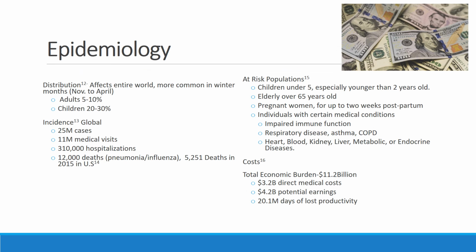Okay, so a little bit about the epidemiology of influenza. Seasonal influenza affects the entire world. In the US, it is more prevalent in winter months. This is about November to April when it's most rampant. The flu can affect anyone, but it is more common in children and the elderly due to their decreased immunity. It affects about 5 to 10% of adults and 20 to 30% of children.